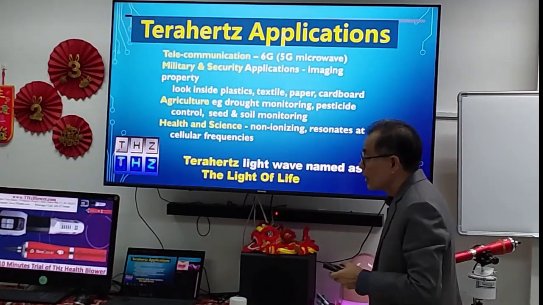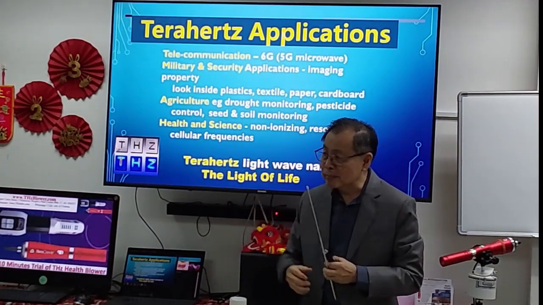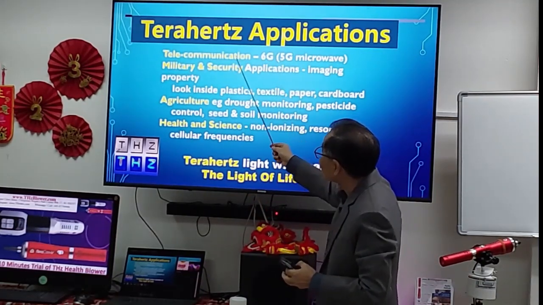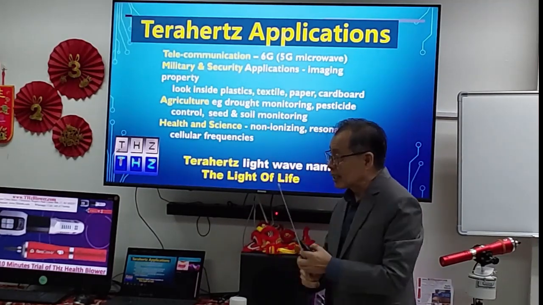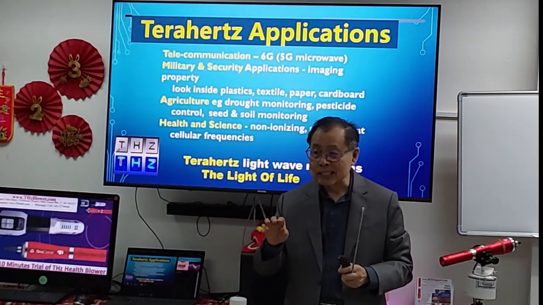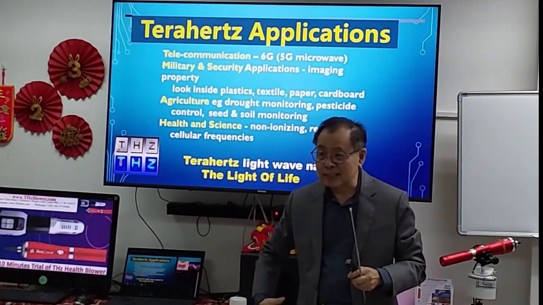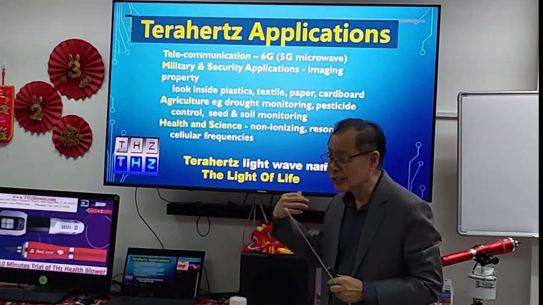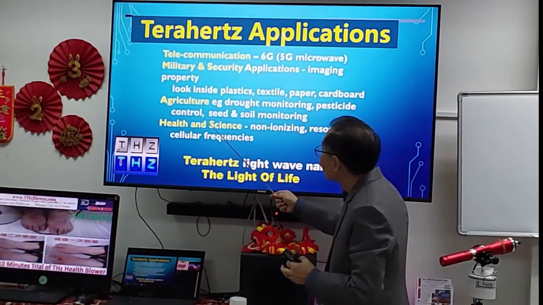Applications. Because it can carry much more information, it's used for communication, and like I say, 6G is terahertz waves. Military and security, you can see through things. And I think in one YouTube video, you can see ordinary scanners cannot detect a gun or whatever, properly hidden, but terahertz is able to do so. Is that powerful? They can look inside plastics and all that.